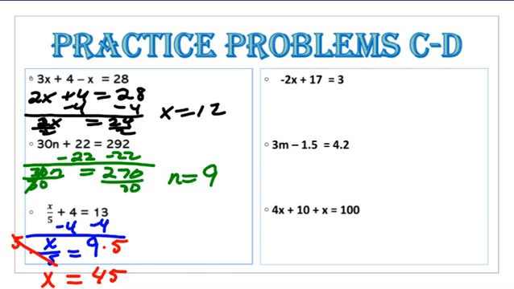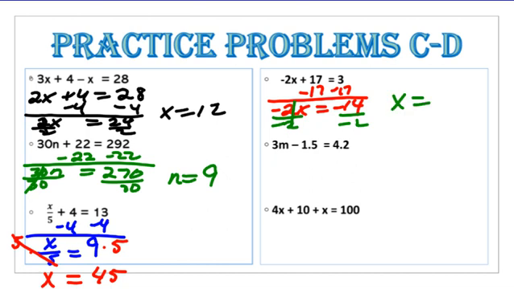The last three problems. Negative 2x plus 17 equals 3. So I'm going to subtract 17 on both sides. I get negative 2x equals a negative 14. The x by itself, divide by negative 2. And remember, when we divide negative by a negative, our answer is positive, so we get a positive 7.